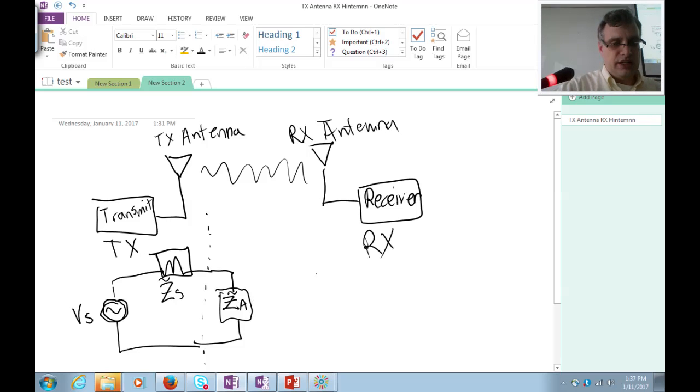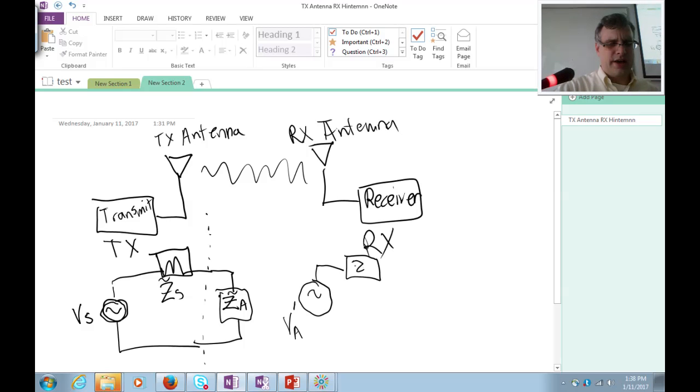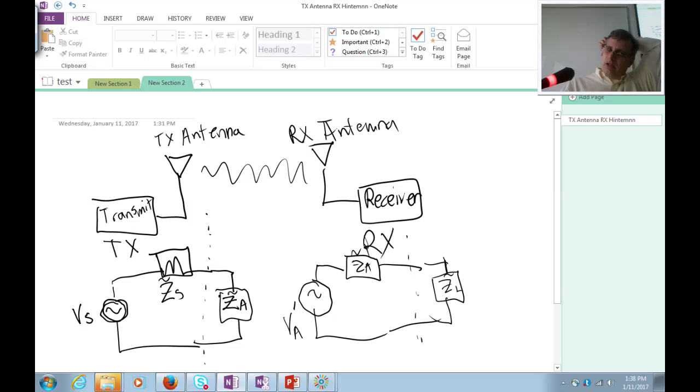My circuit for receive is a little bit different. When a wave strikes an antenna, that antenna becomes a source. It maps an electromagnetic wave down to a voltage. In this scenario, I'm going to call this VA prime. It's going to have an amplitude, and it's going to have an intrinsic impedance, Z sub A. And then the receiver is usually something that acts like a load Z sub L. It can be complex or just purely resistive, but we'll represent it with a complex Z sub L.